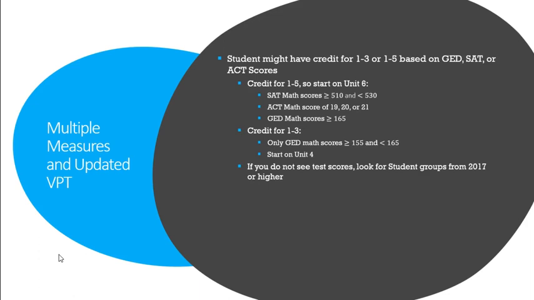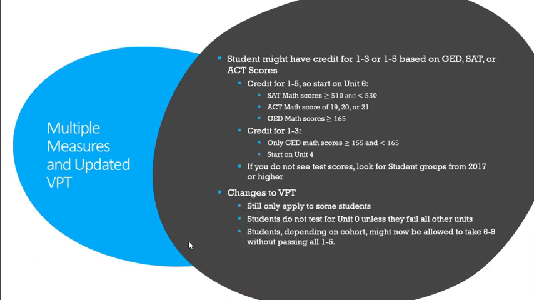And they can also get credit for 1 through 3, but only via the GED with math scores between 155 and 165. These students would start on Unit 4. If you do not see test scores, look for the student groups for 2017 or higher and go by those.